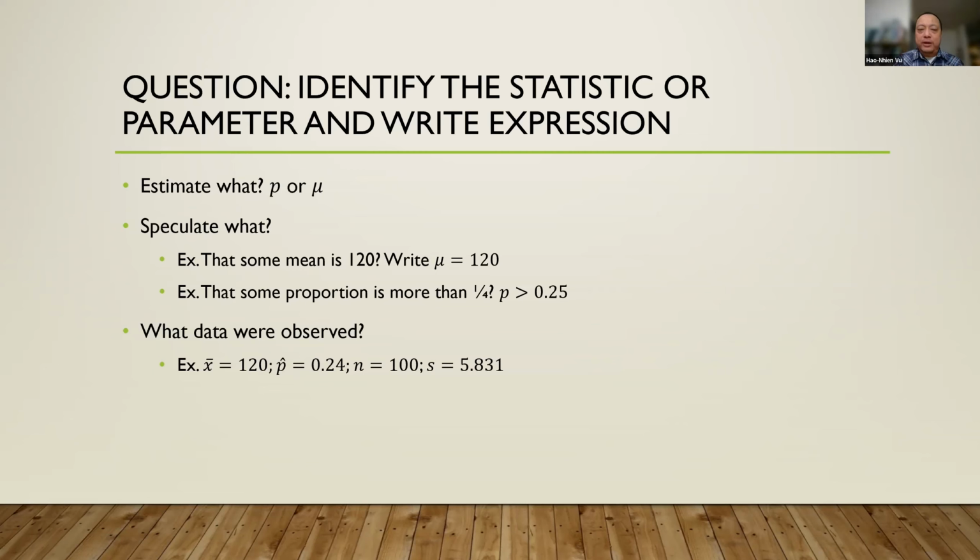If the researcher found certain proportion to be equal to 0.24 by collecting data, then it's P hat, not P, equals 0.24. If you know something about the sample size in the question, then write that down. The symbol for sample size is lowercase n equals 100. Or if the question reveals that the standard deviation of the observations is 5.831, that makes it a sample standard deviation, and you need to write down S equals 5.831.